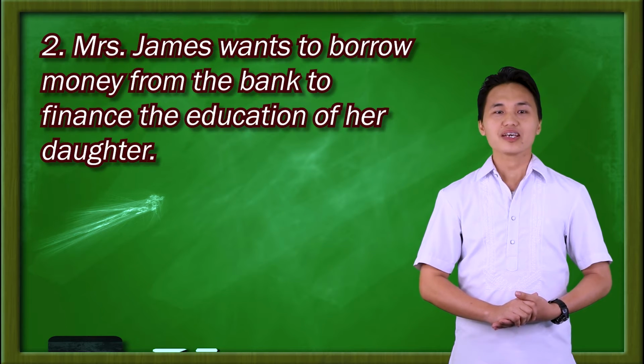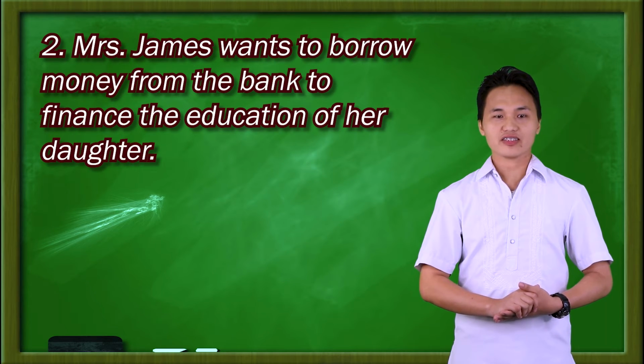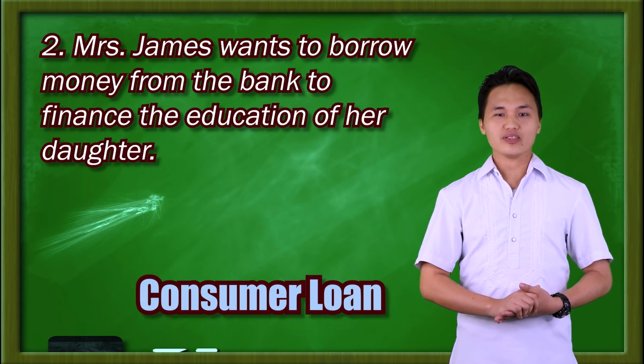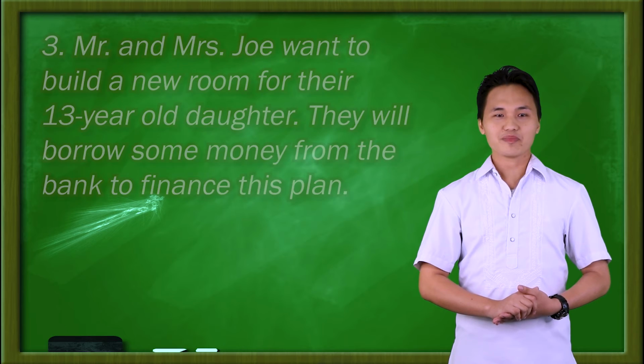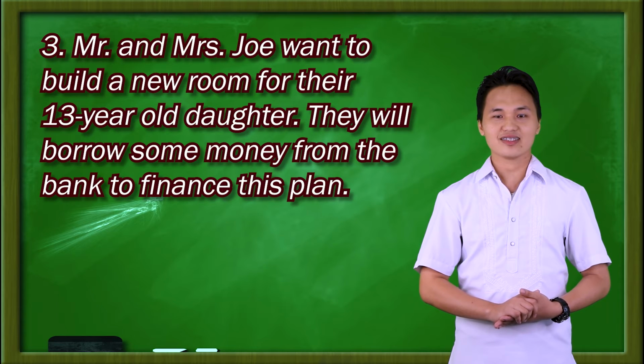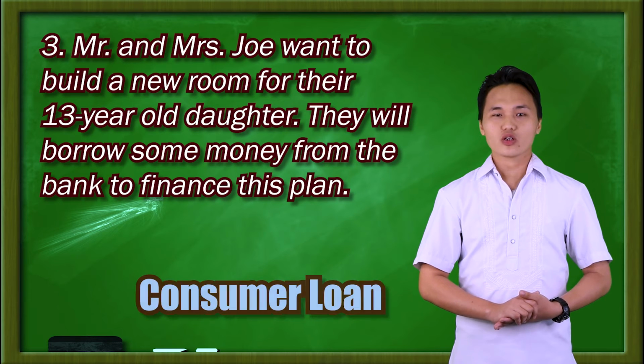Number 2. Mrs. James wants to borrow money from the bank to finance the education of her daughter. It is consumer loan. Number 3. Mr. and Mrs. Joe wants to build a new room for their 13-year-old daughter. They will borrow some money from the bank to finance this plan. The statement refers to consumer loan.